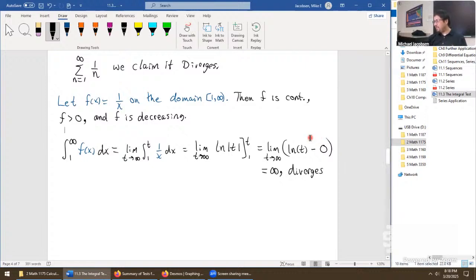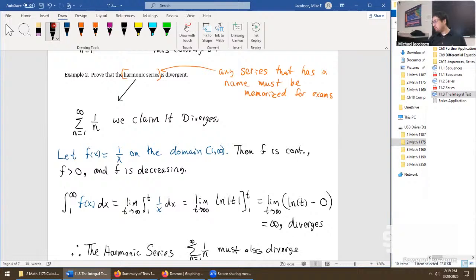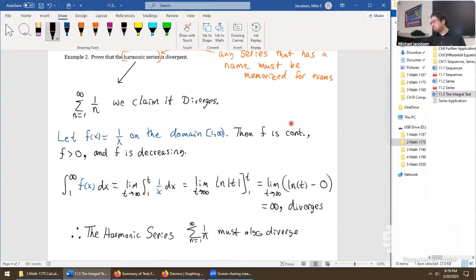I guess I'm trying to say infinity and diverges all at once. That doesn't work. But that's our proof. Sure, we waited till we had the integral test, but the integral test didn't cause any circular reasoning there. So we have a strong conclusion. Therefore, the harmonic series, the summation from 1 to infinity of 1 over n, must also diverge by the integral test.